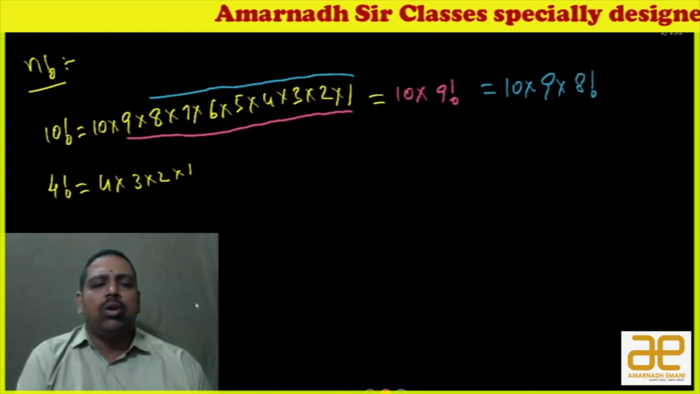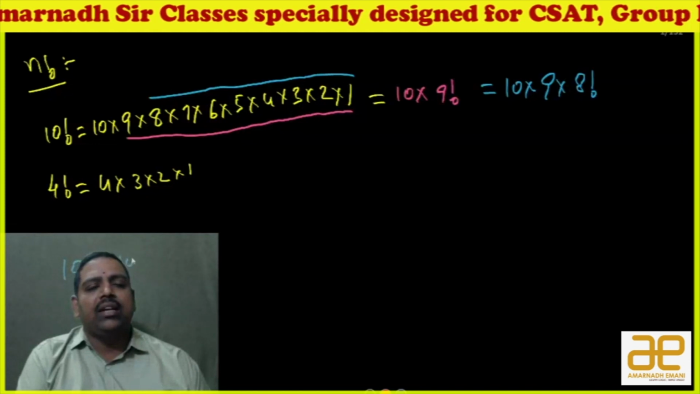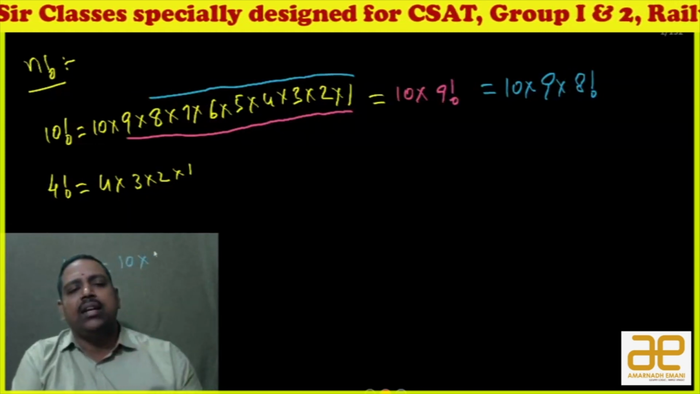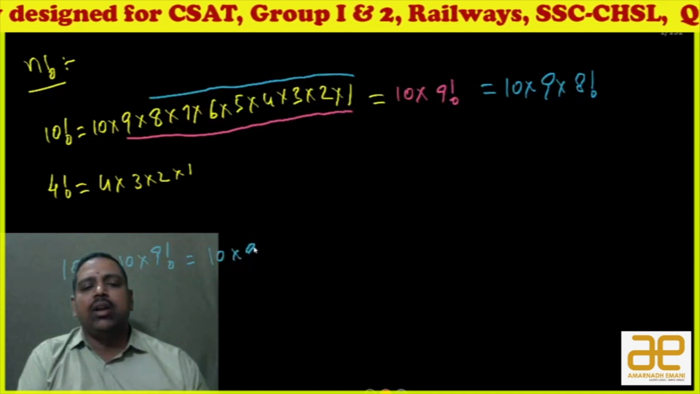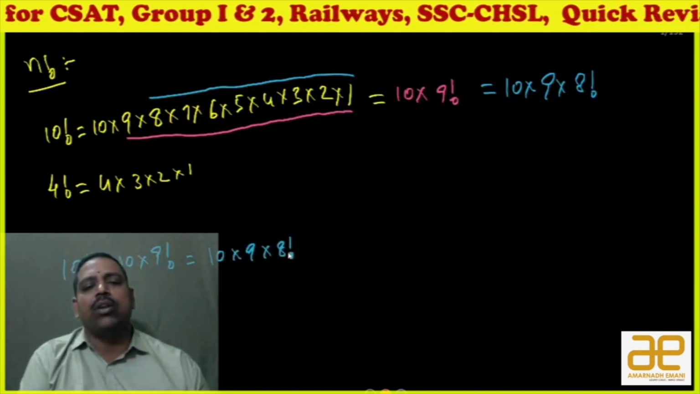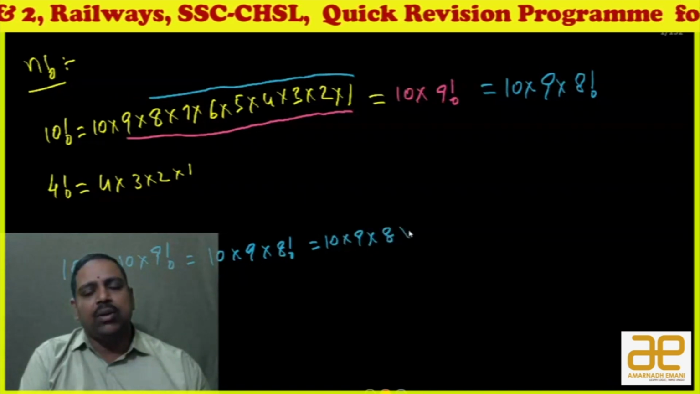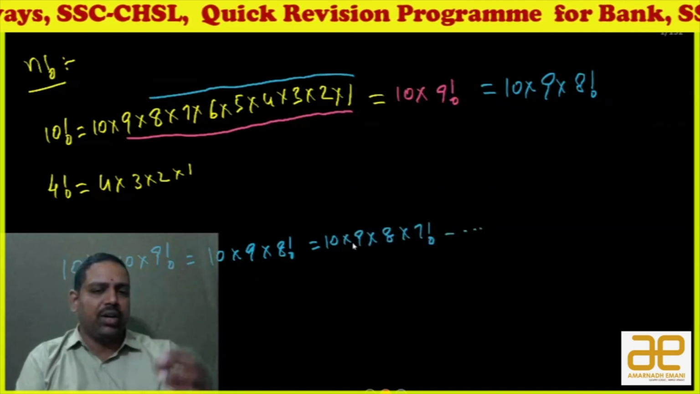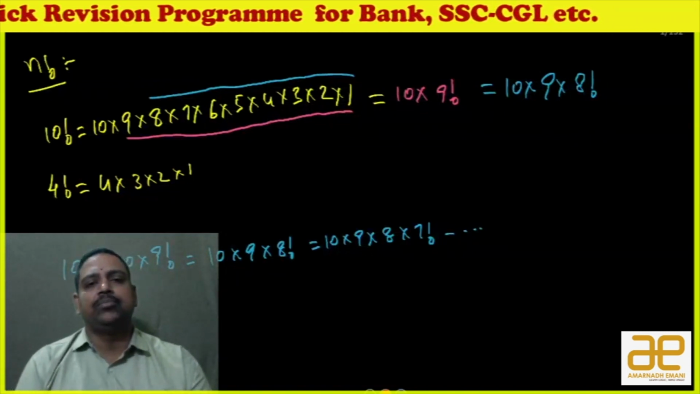So the moral of the story is, if you are writing 10 factorial, you can write 10 into, if you want to stop there itself, 9 factorial directly. You can write two values, 10 into 9, and stop with the next one, 8 factorial. If you want, you can go with 3, 10 into 9 into 8, followed by 7 factorial, and so on. That means whatever you want, you can write up to that. This is the advantage with the factorial.